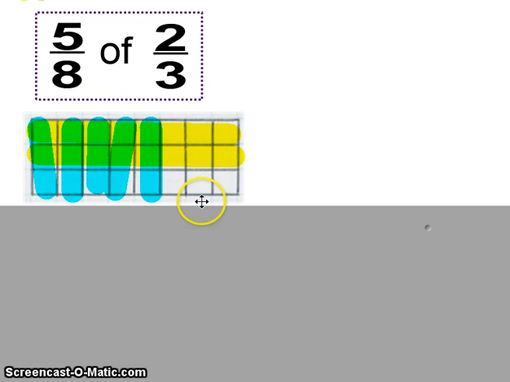Okay, so the total number of squares we've got 8 across and 3 up. We have 24 total squares, so that's our number in all. And then we've got 2, 4, 6, 8, 10 that are double shaded. Therefore, our answer is 10/24 because there are 24 in all and 10 that are double shaded. So 5/8 of 2/3 is equal to 10/24.